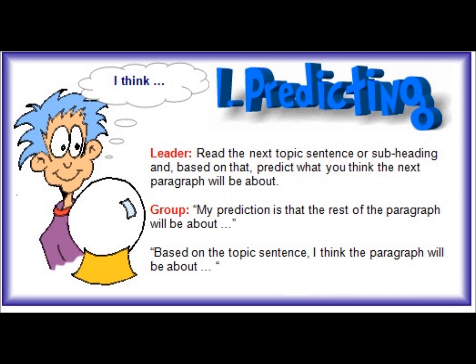Step 1 is predicting. Within this we're going to, for example, show the students the texts, subheadings, pictures from within the text we're going to be reading and have them predict what they think the piece of text might be about or what might happen.